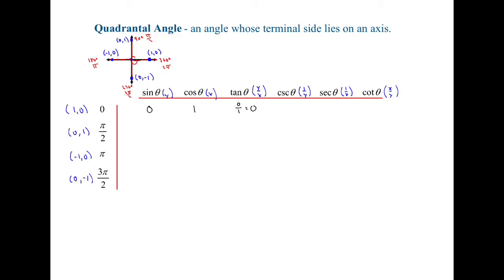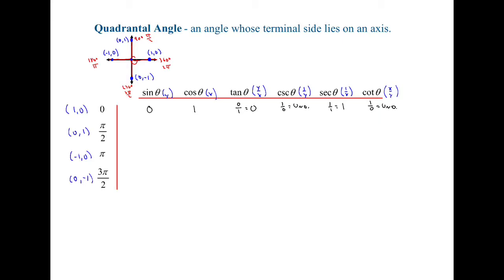Cosecant is the reciprocal of 0, which is 1 over 0. That is undefined. Secant is 1 over x, which is just 1 over 1, so that's 1. And cotangent is x over y, which is cosine over sine, that's 1 over 0. So 1 over 0 is undefined. And now you see that the 30, 45, 60 all had values, but some of these quadrantals will actually be undefined. And you can go through the other three angles the same way.